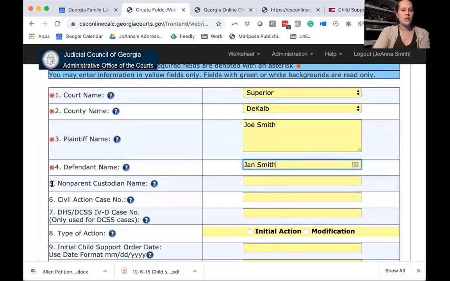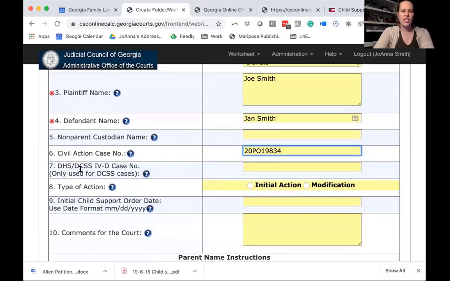If you had a non-parent custodian, if a grandparent, for example, had custody of the children, that's where you would put that name here. And in that case, both parents would be paying child support to the non-custodial parent. You guys generally won't see that very much. This is going to be the case number for you guys. I think it's a PO number, if that's right, for protective order. A DHS DCSS case number is if the case is going through child support services. We won't see those cases very often because those are handled by DHS.